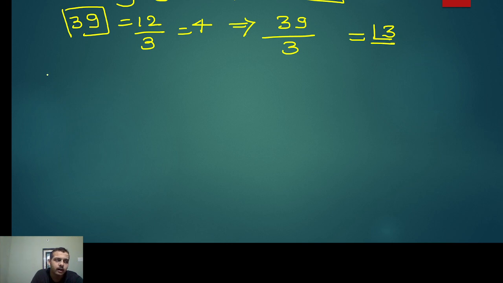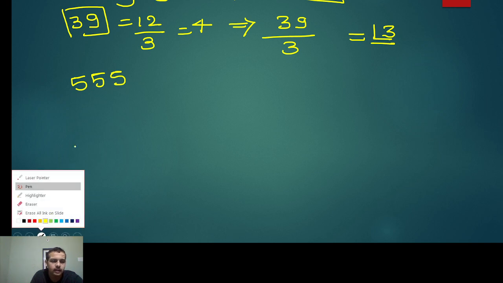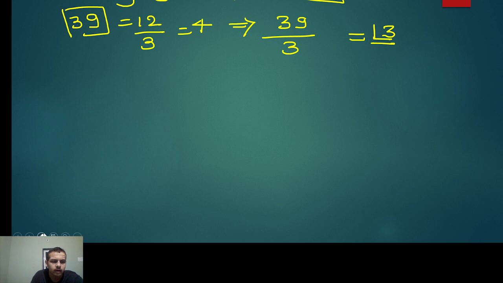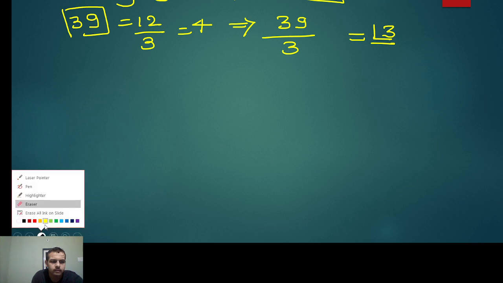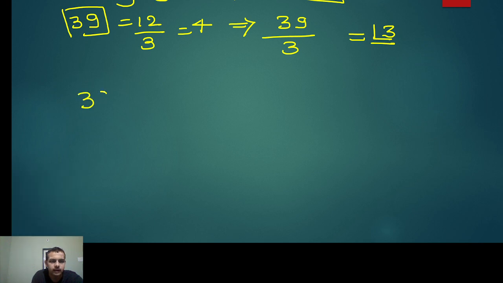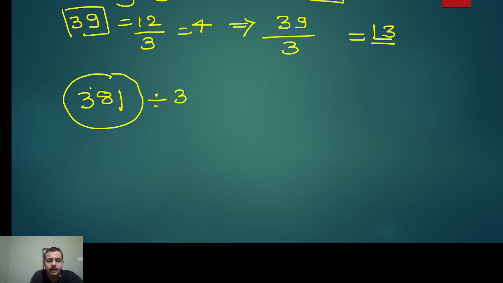We'll take another example, 381. 381 is also divisible by 3. How will we say that? The sum should be divisible by 3. 3 plus 8 is 11, 11 plus 1 is 12, and 12 divided by 3 is 4. This is also divisible by 3.